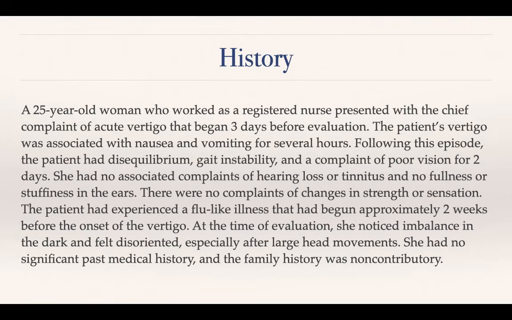These are neurological signs. The patient had experienced a flu-like illness that had begun approximately 2 weeks before the onset of the vertigo. This is like what could have led to the present condition. Maybe it is a viral illness that has actually led to the present condition. At the time of evaluation, she noticed imbalance in the dark and felt disoriented, especially after large head movements.